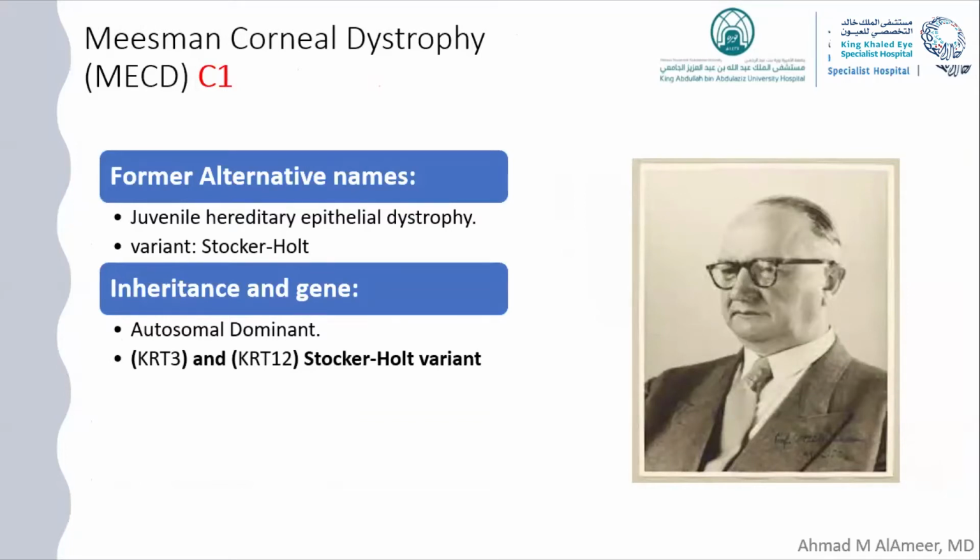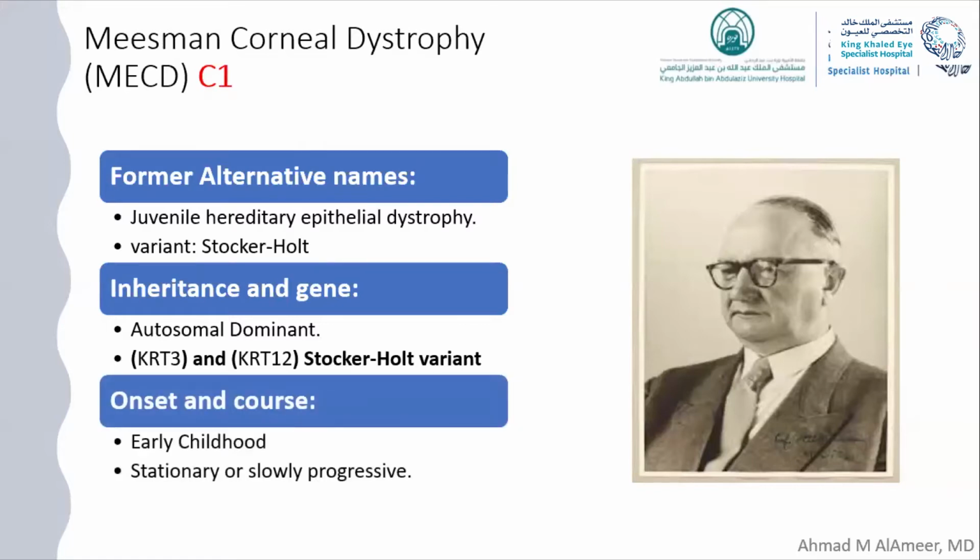And the last exception is Lisch dystrophy, which is X-linked dominant. So just remember, most of the dystrophies are autosomal dominant, except a few. The genes are keratin K3 and keratin K12.